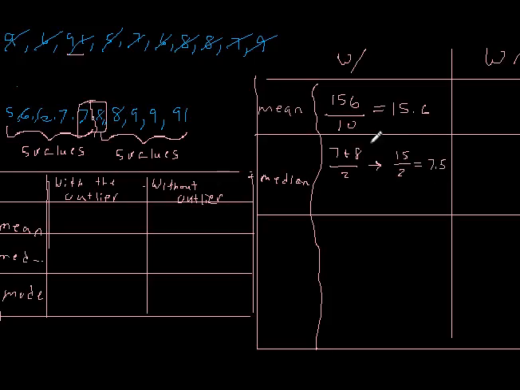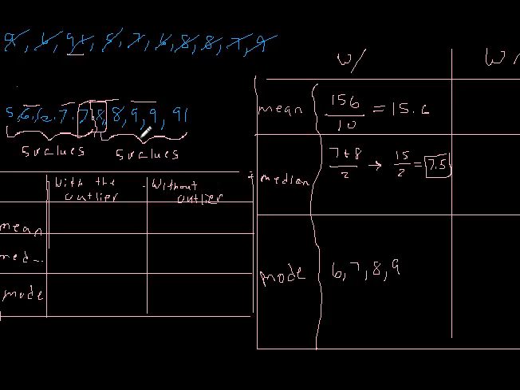So 7.5 is going to be my median, and my mode is going to be what value occurs most often, or what's the most popular value. Well, I've got a few here. I've got 6, 7, 8, and 9. They all occur the same amount of times, and they are the numbers that occur most. So my mode is actually going to be all 4 of those values: 6, 7, 8, 9.